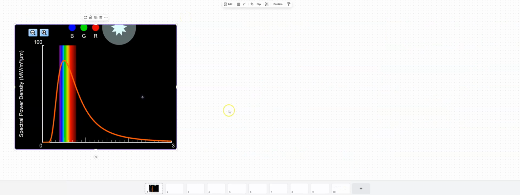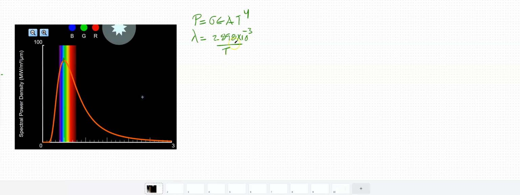Now, if we continue with black body radiation, we know the curve. We know that the area under the curve is the power given by the equation I said earlier, right? That's the area under the curve, and then the maximum peak here is given by the other equation, and over temperature and so on.